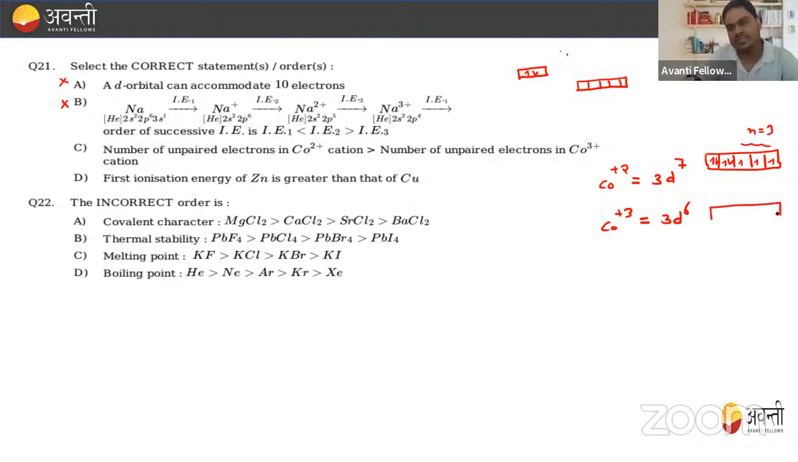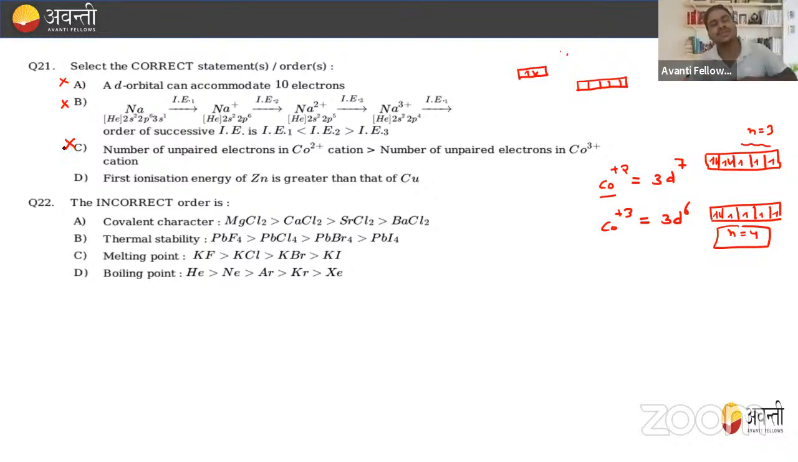Similarly, if I'm talking about this one, we have electron 1, 2, 3, 4. So we have 1 electron, 2 electron, 3 electron, 4 electron, 5 electron, 6. So we have n equal to 4 unpaired electrons. So the total number of unpaired electrons in Co3+ is 4, and in Co2+ it is equal to 3. So the number of unpaired electrons in Co2+ is greater than in Co3+? Right. So this is absolutely wrong, because in Co3+, n is equal to 4, and in Co2+ we have n equal to 3 only. So this is also incorrect.